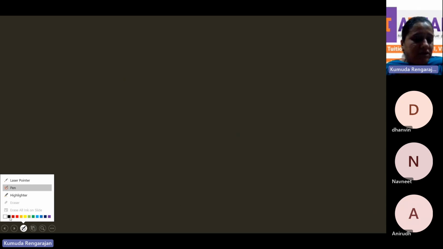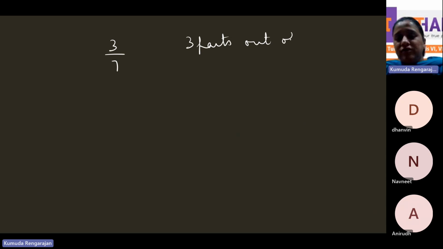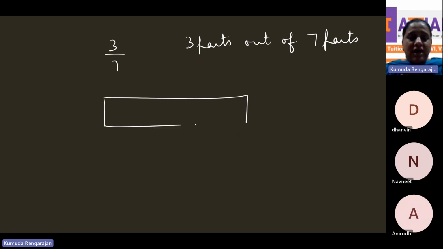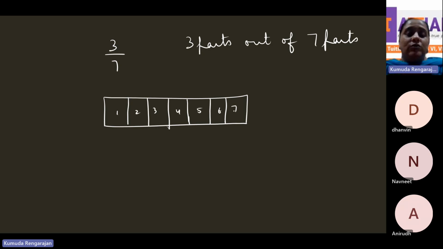A proper fraction represents a part of a whole. So when we say 3 by 7, that means 3 parts out of 7 parts. You're not getting one full. Now, supposing there's a chocolate and we divide that into 7 equal parts. 1, 2, 3, 4, 5, 6, 7. So we have divided this chocolate into 7 equal parts.